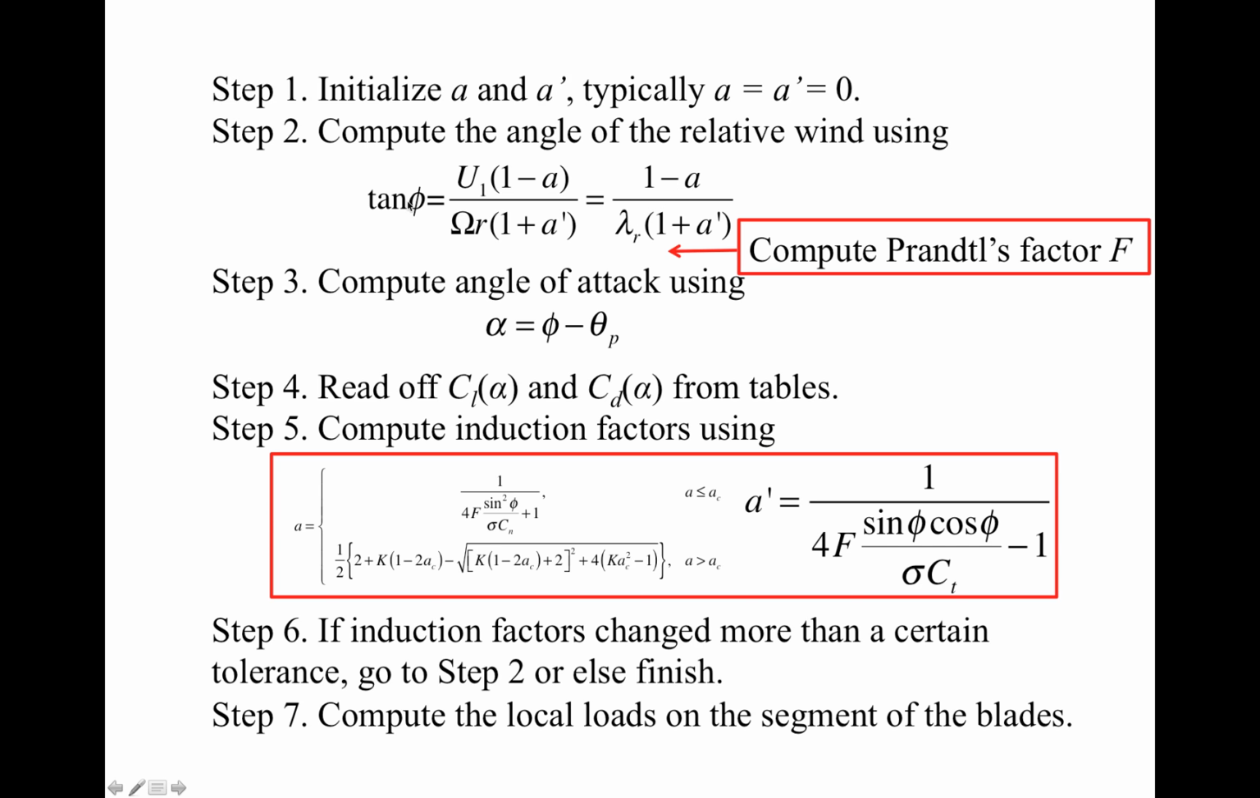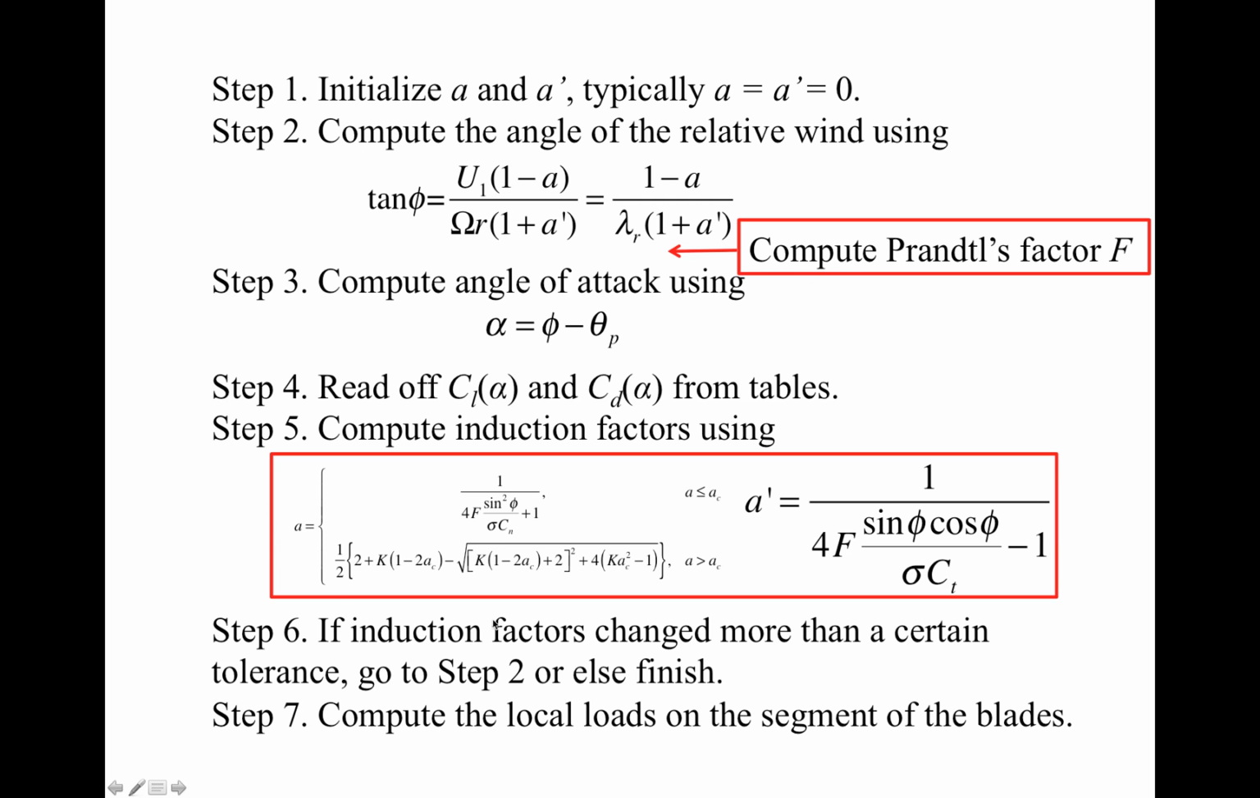And then once we have phi, we compute the Prandtl's factor F. And then we still compute the angle of attack, and read off CL and CD, the lift and the drag coefficients, based upon the angle of attack alpha. And on the fifth step, we have to compute the induction factors using the new formulas. A prime differs from the A prime we obtained from the rotor disk model by just the one factor F, and this factor F was computed at this particular step.